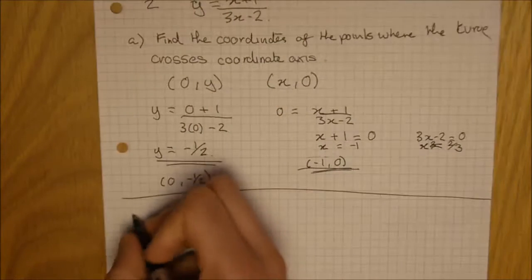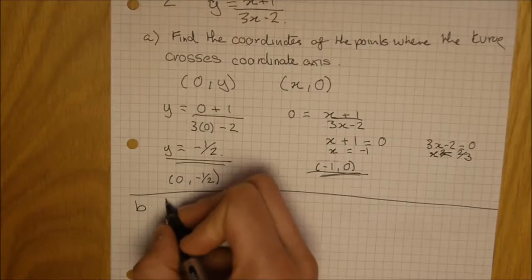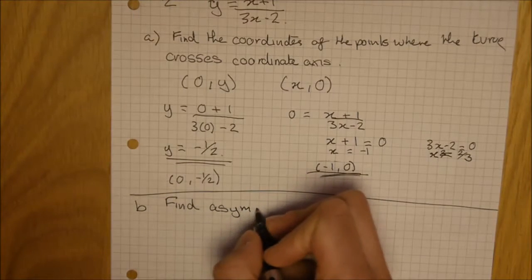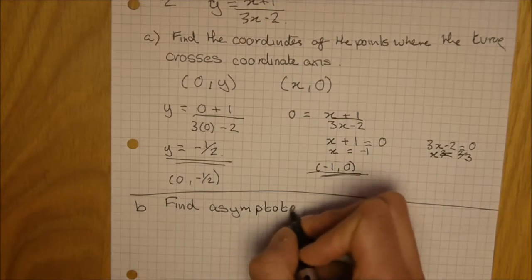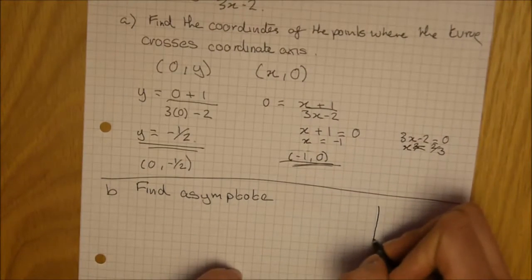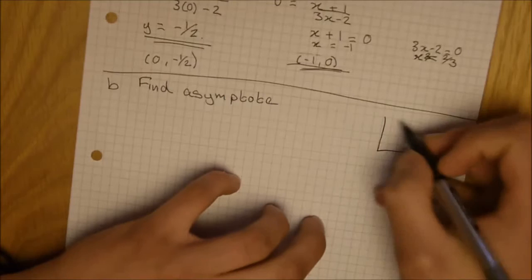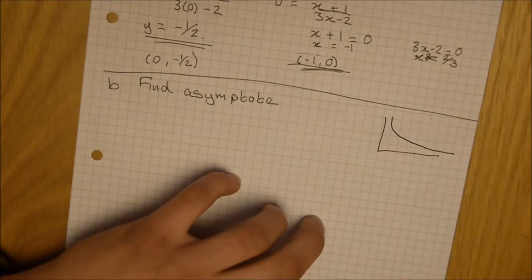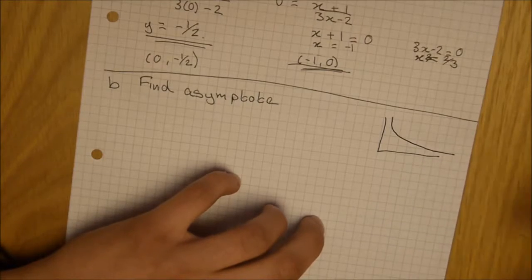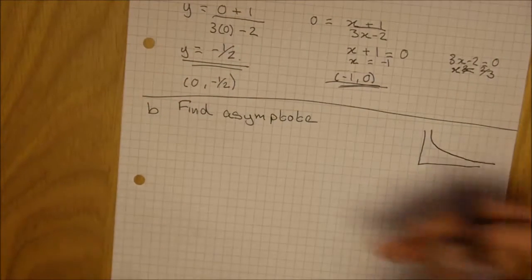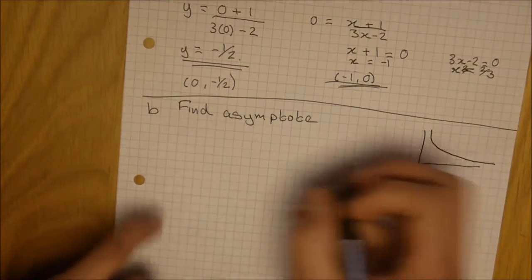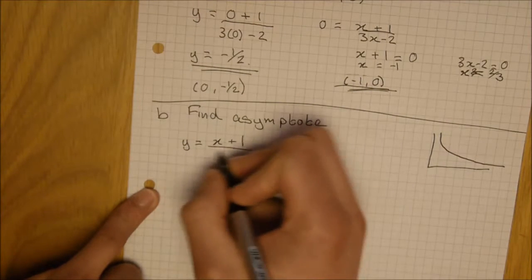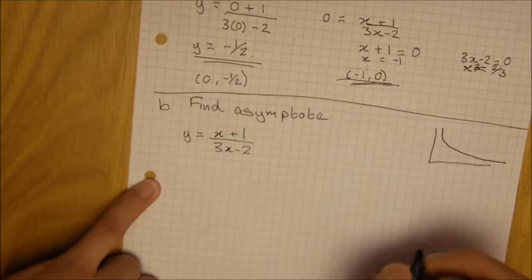Now then, part B is find asymptotes. I probably at this point should explain what an asymptote actually is. An asymptote is basically a curve like that which never touches the axes. That's probably the simplest way of defining an asymptote. Now we have to find the asymptote. I'll just rewrite the equation quickly: y equals (x plus 1) over (3x minus 2).